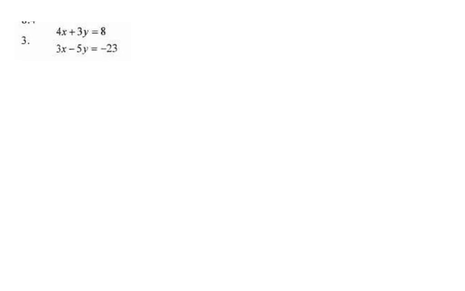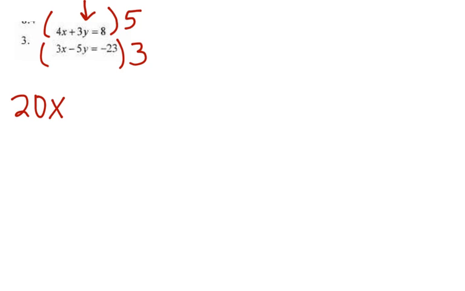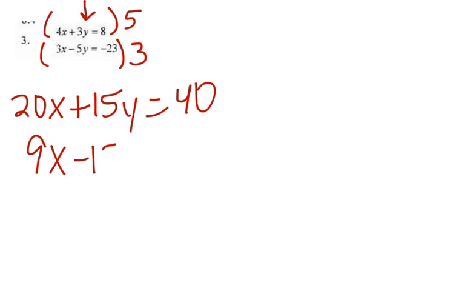On this one, I'm going to make the y's cancel because one of them is positive and one of them is negative already. One less thing to have to worry about. The first one, everything gets multiplied by 5, and the second one, everything gets multiplied by 3. Remember, I'm canceling the y's this time. So I'm going to have 20x plus 15y equals 40. I'm going to have 9x minus 15y equals negative 69.